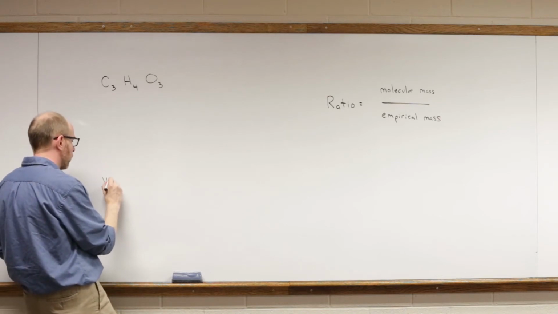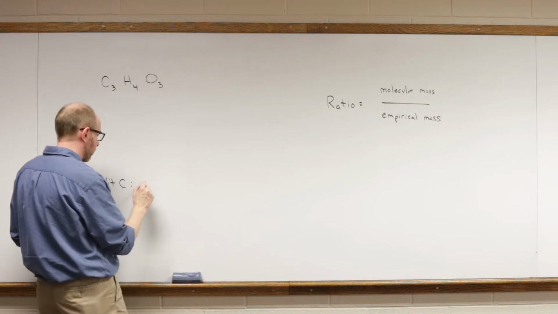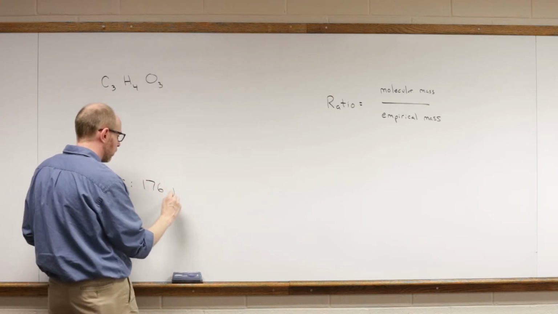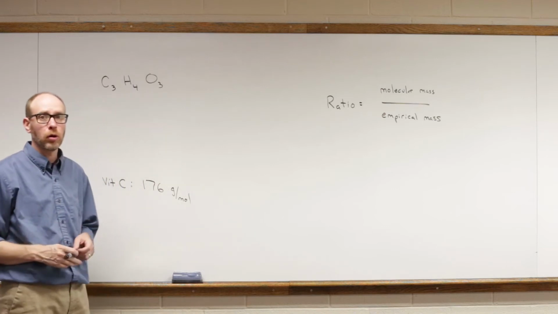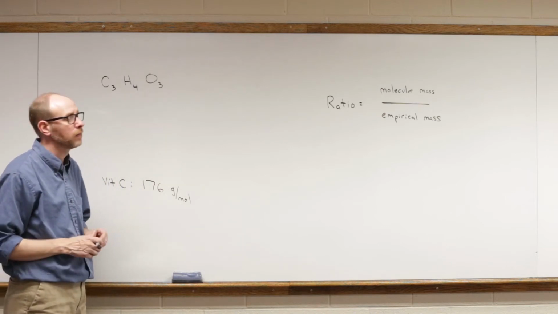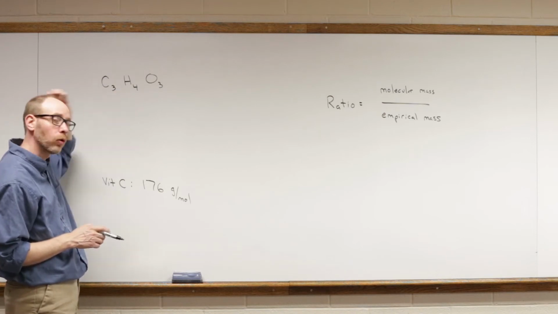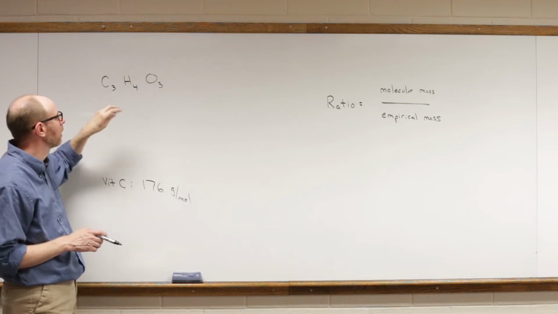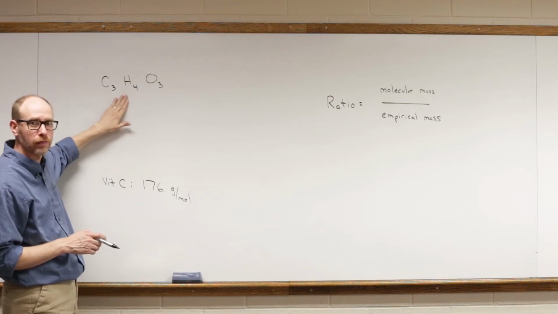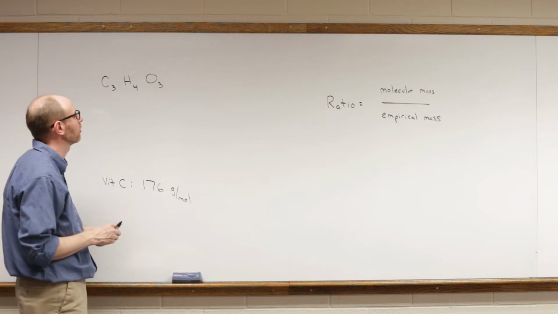So we found it to be 176. We know what the molar mass should be for the compound. We want to determine whether this is truly the formula that corresponds to that. I think what you're going to find upon looking at it is that that indeed is not the formula. We're going to have to determine what the formula will be, and it's not going to be a hard process.